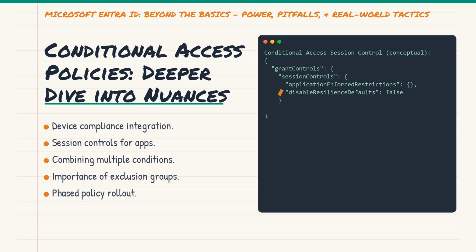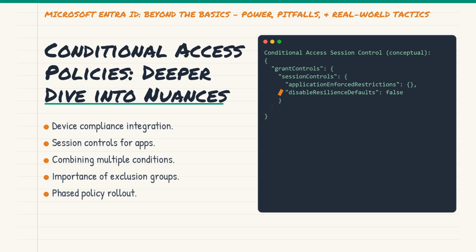This is where the integration with Intune, Microsoft's mobile device management, becomes super important. If a device isn't managed or compliant, it can't access sensitive data. We can also specify session controls like limit session duration or use app-enforced restrictions for cloud apps like SharePoint. The interaction between different conditions, for example user and device state and location, is where the true power lies. And remember, poorly crafted exclusion rules are often the undoing of these policies.